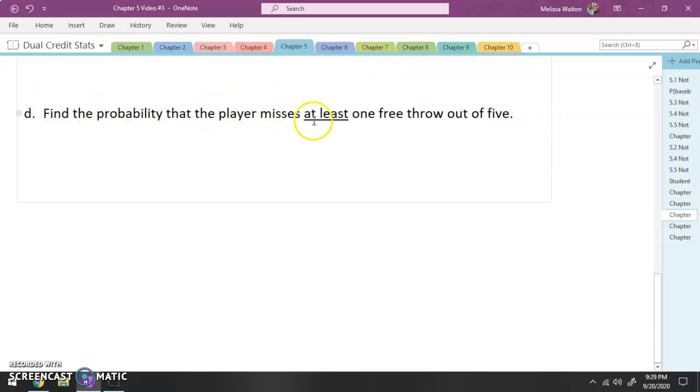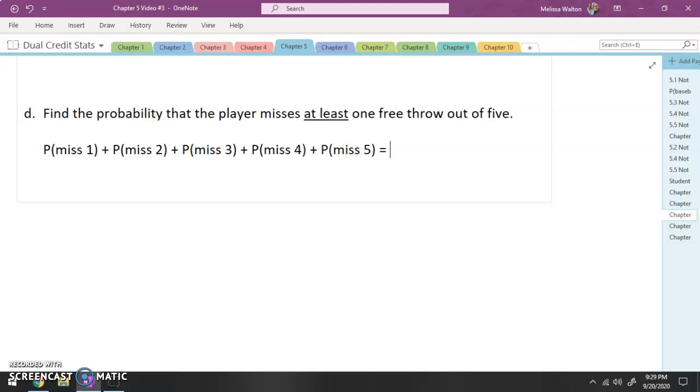So here's what I could figure out. Find the probability that a player misses at least one free throw. Well, we would have to add up the probability that we missed one, plus the probability of missing 2, plus the probability of missing 3, plus the probability of missing 4, plus the probability of missing 5. And this would have to be our calculation, the probability that we miss at least one. We'd have to calculate all of those, missing 1, 2, 3, 4, and 5.